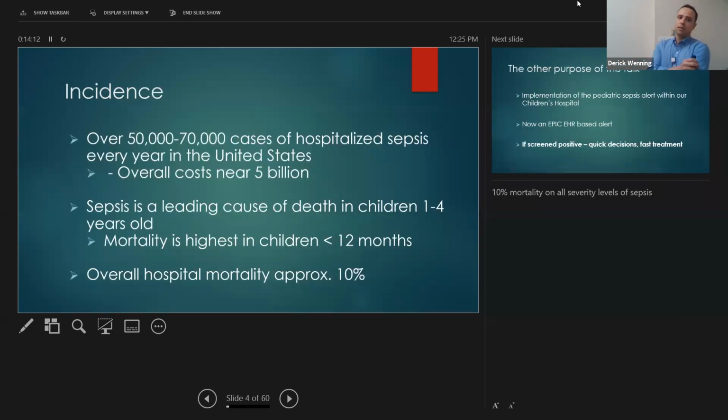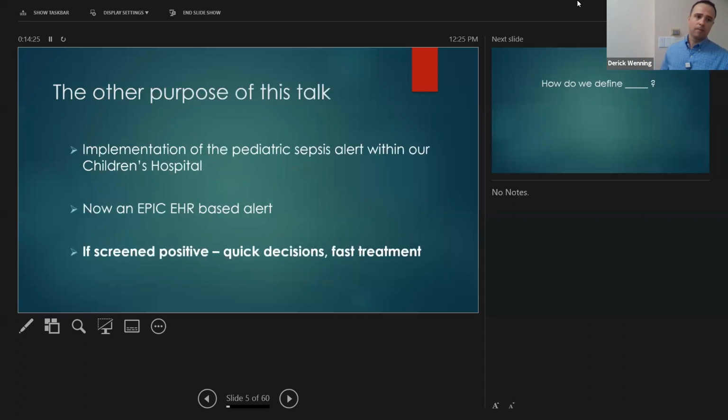There are about 50 to 70,000 cases of hospitalized sepsis every year in the US. Overall costs are near $5 billion. Sepsis is the leading cause of death in children 1 to 4, and mortality is highest in children less than 1. And overall hospital mortality is approximately 10% of patients.